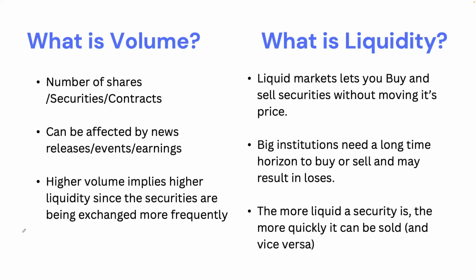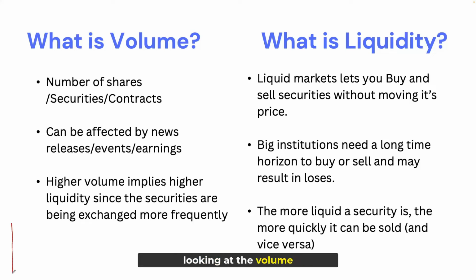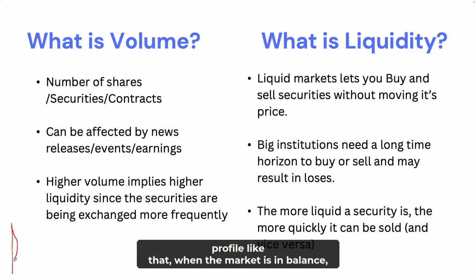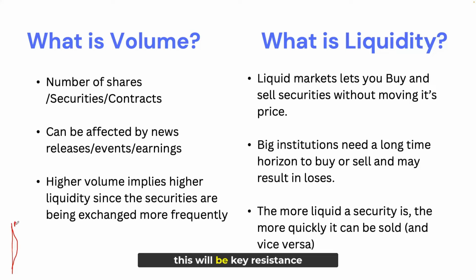Okay? What that tells us when you're looking at a volume profile like that, when the market is in balance, this will be key resistance for the market, while this is support. We will look at this example later on, but right here you have your resistance when the market could be in range-bound activity, and this is a support.